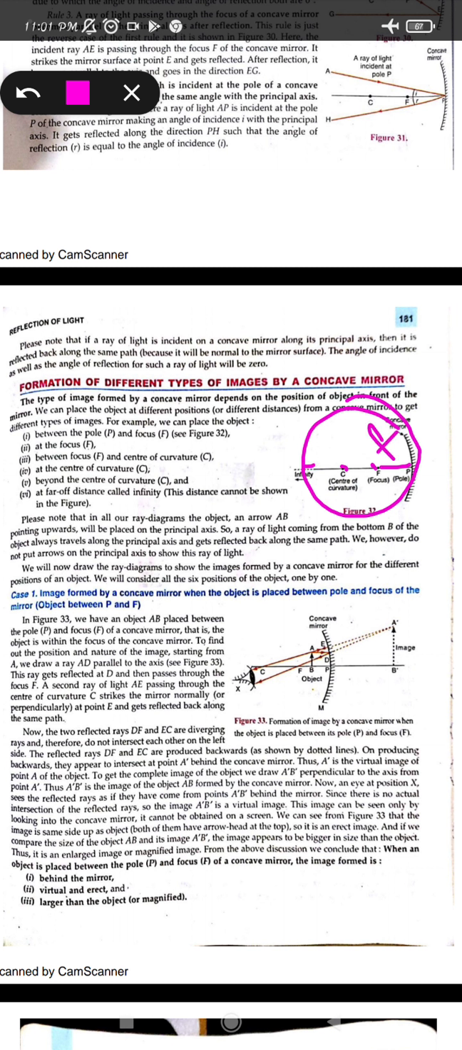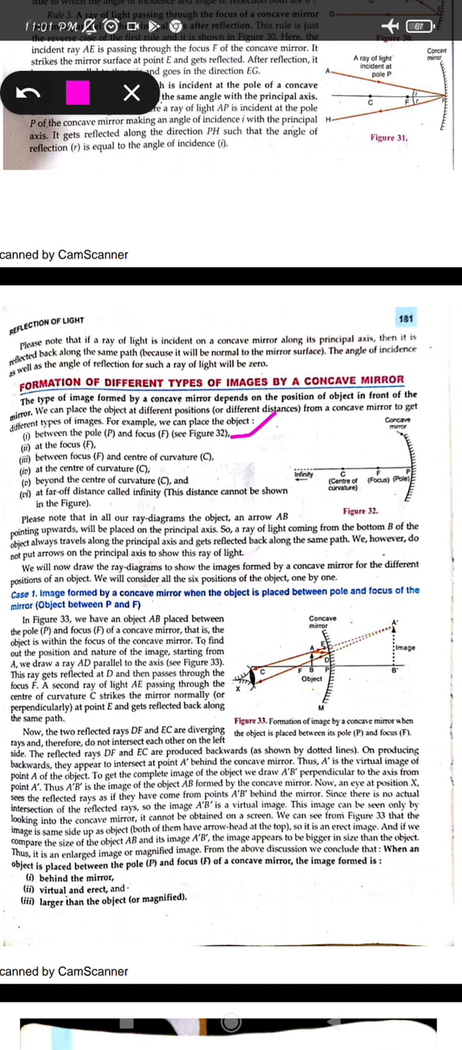And if the object is kept at infinity, then it is at some infinite distance, so we cannot find that point; we just have to imagine it. So here are some points where we are going to place the objects, that is, between the pole and the focus. This arrow shows that the object is kept between the pole and the focus.